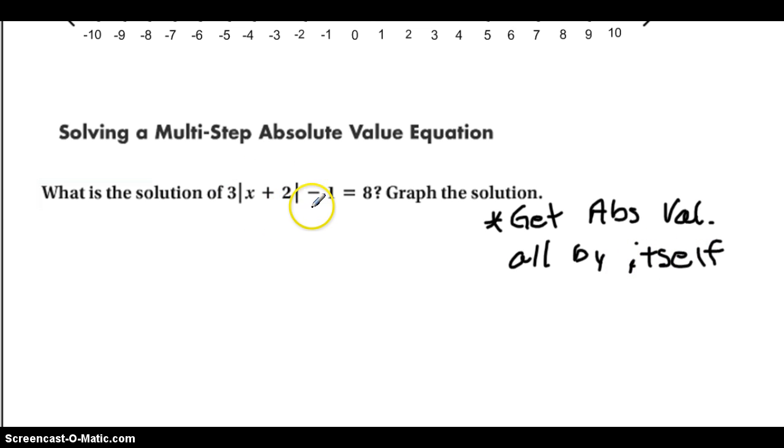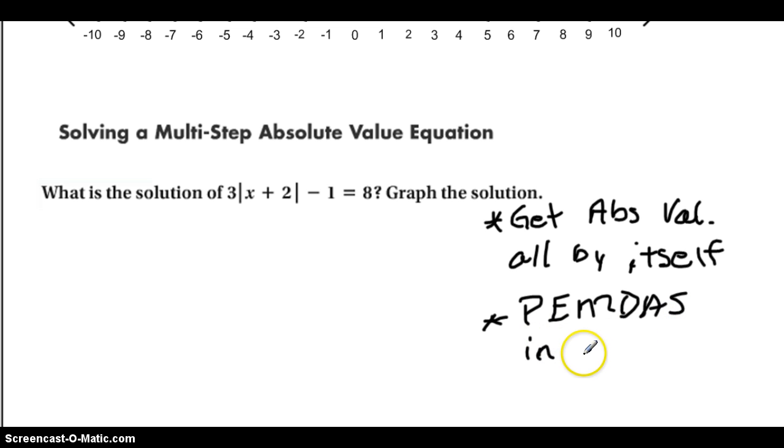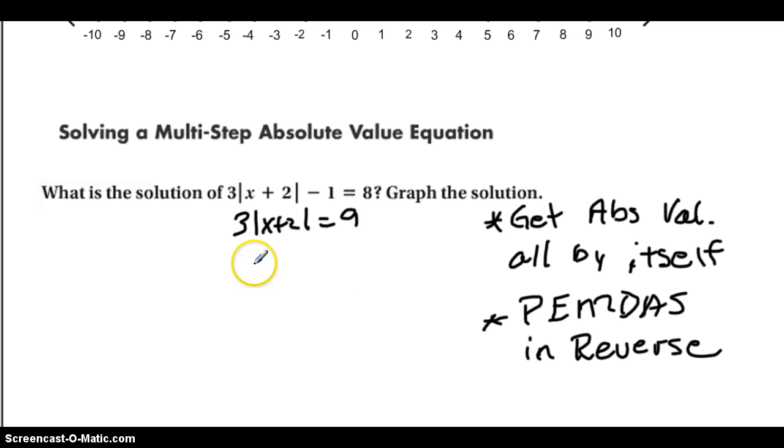First thing, we're going to work with PEMDAS in reverse. Some people call that SADMEP. They're both funny words. So our first step is going to be addition, subtraction. So there's my subtraction. I'm going to do the opposite, add 1 to both sides. Then I'm going to get the absolute value by itself by dividing both sides by 3.